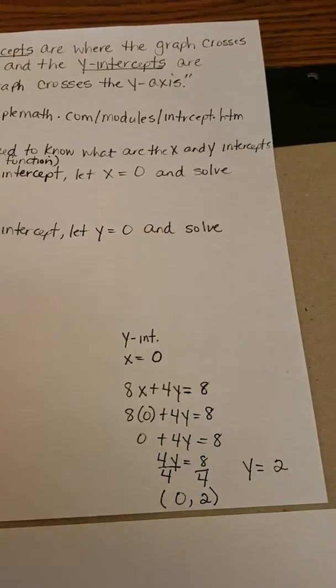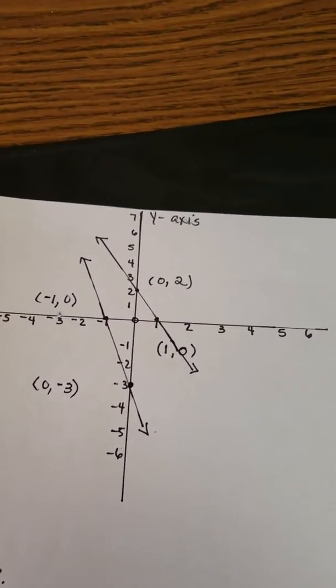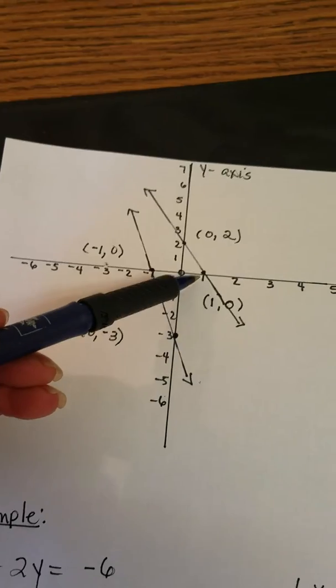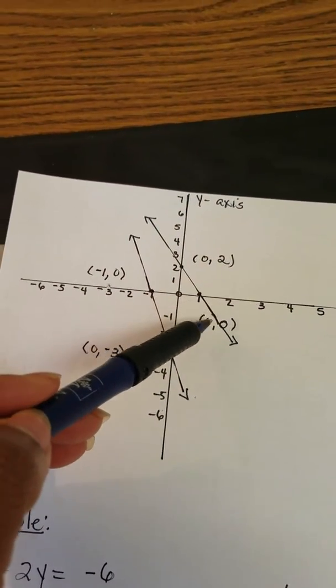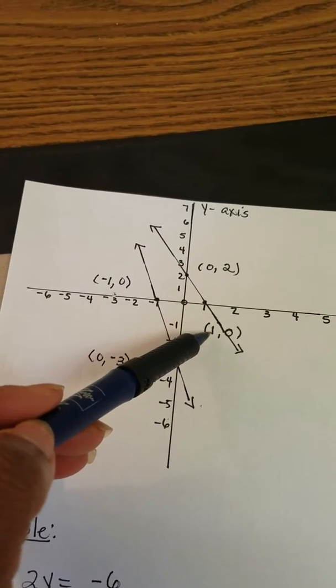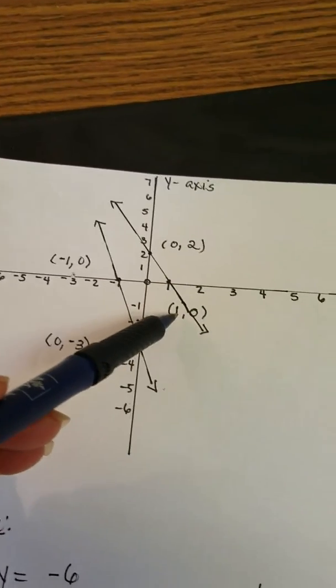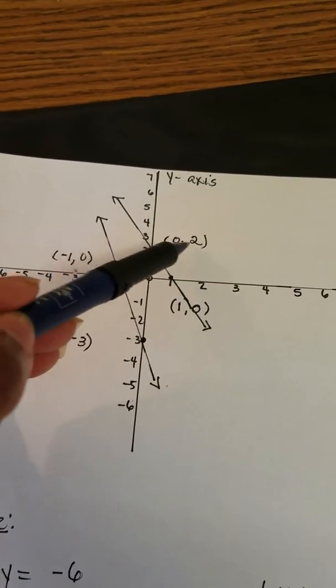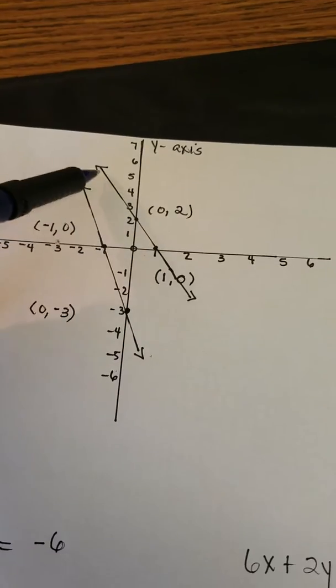So when I plot it on a graph, this is what it looks like. I did two examples. This is my x-axis, and this is my y-axis. For the first example, I have 1 and 0, and 0 and 2. So when I graph it, this is my first graph right here.